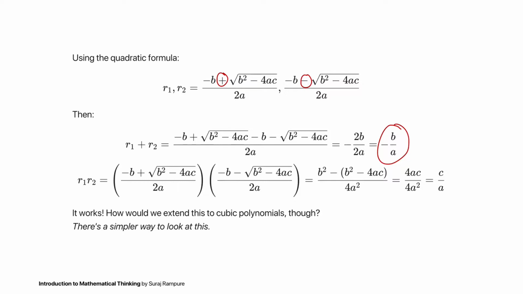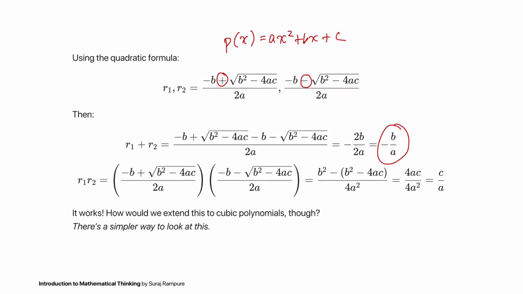Okay, so remember we're dealing with p of x is equal to ax squared plus bx plus c. And what this tells us is that the sum of the roots of this polynomial is negative b over a. Okay, so I don't have to find the roots themselves and then add them. I know just by looking at the polynomial, the sum is negative b over a.